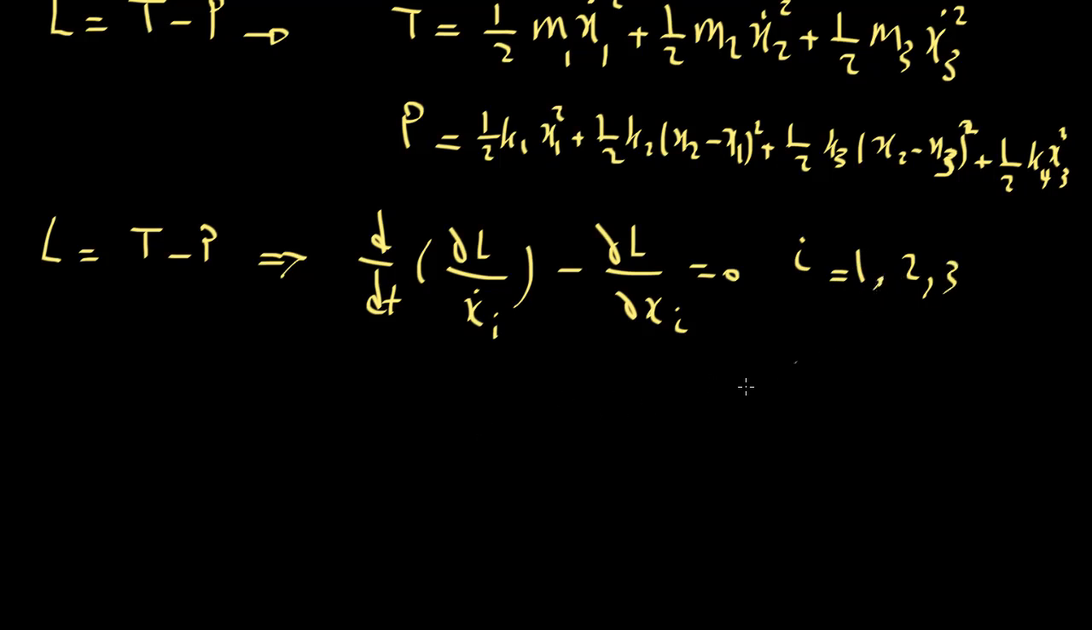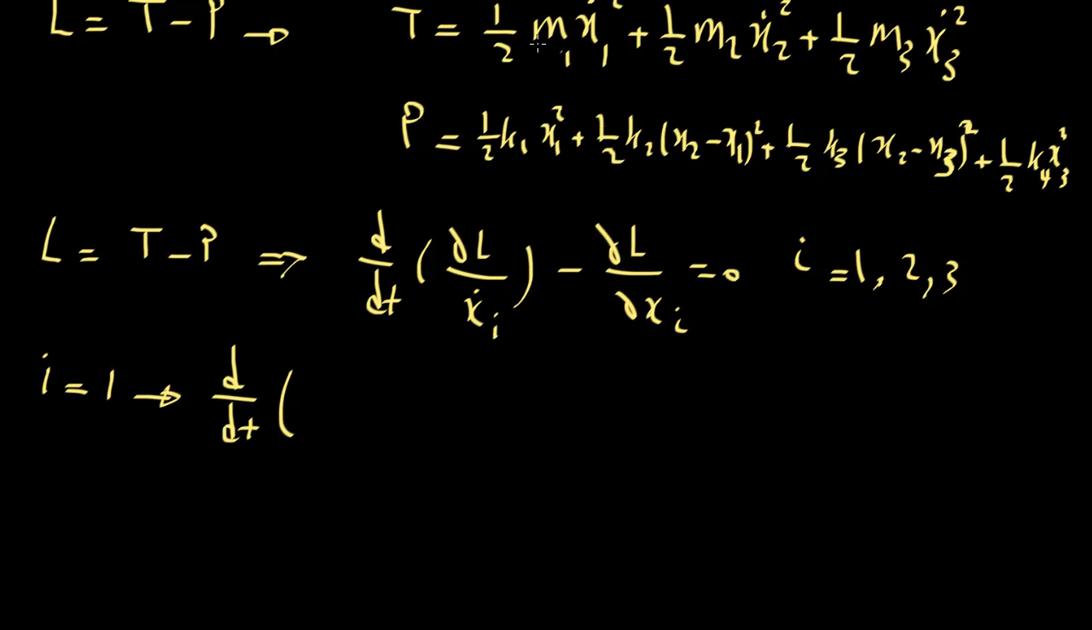So far no free body diagram, nothing like that. So I can just substitute i equal to 1 and use this equation to derive the governing equation for mass 1. So if i is equal to 1, this would be d over dt, derivative of the Lagrangian with respect to x1 dot. So the Lagrangian is just T minus P, and P doesn't have any x1 dot term.